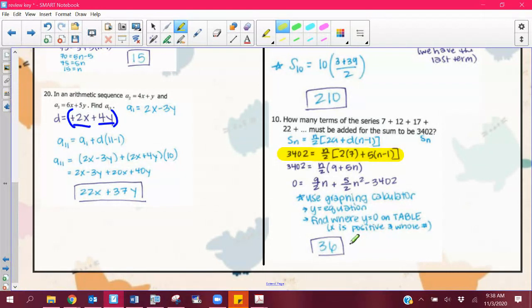Again, I'm testing you on these sequences and series. I'm not testing you on whether you can solve a quadratic. So use your shortcuts in order to find the answer to this. Again, you want your x to be a positive and whole number, and use whatever method makes sense to you to solve this equation. And we kind of talked about using the highlighted one and just subtracting 3,402 from both sides.